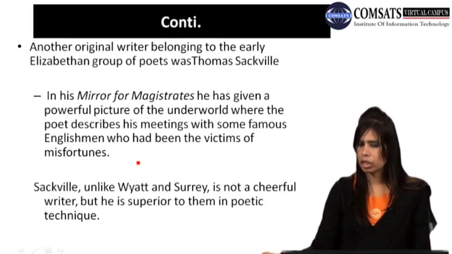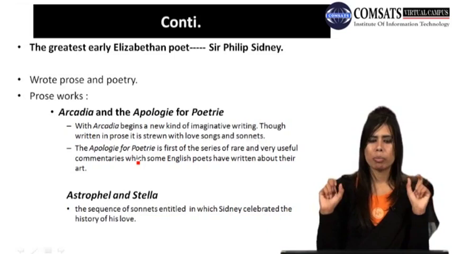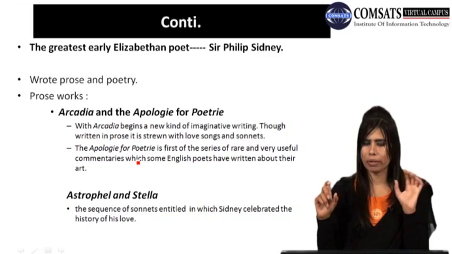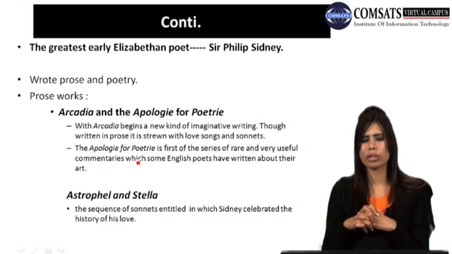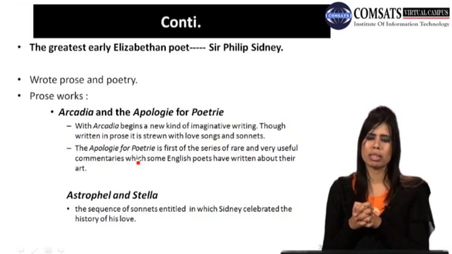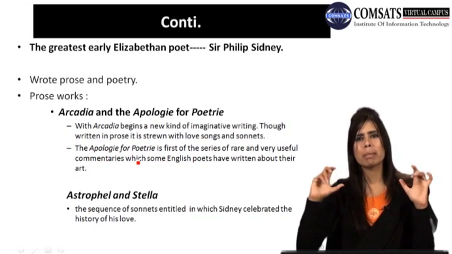The greatest early Elizabethan poet was basically Sir Philip Sidney, okay? He wrote prose and poetry both. His prose works are Arcadia and Apology for Poetry. With Arcadia he begins a new kind of imaginative writing. Though written in prose, it is strewn with long songs and sonnets. So basically, he was a prose writer and he was a poet as well. This Arcadia is his prose work, and he mixed different elements in it, a combination of love songs and sonnets, and this is a kind of imaginative writing as well.